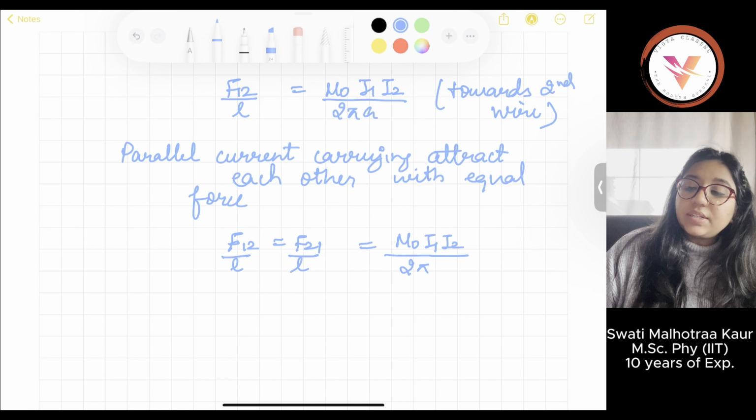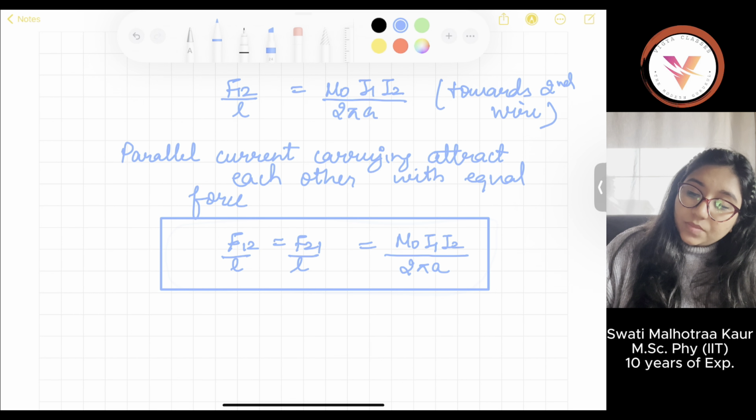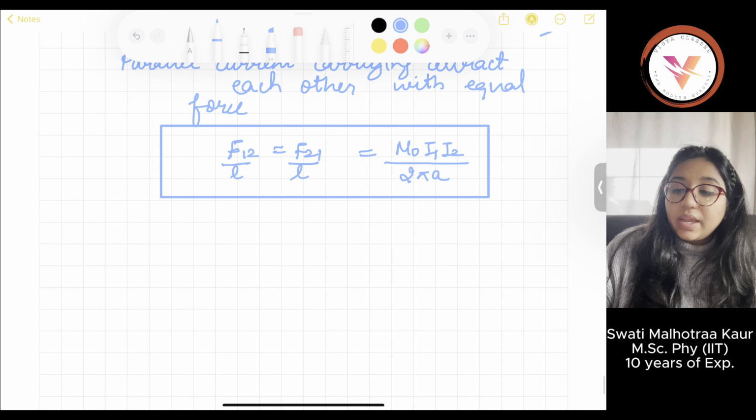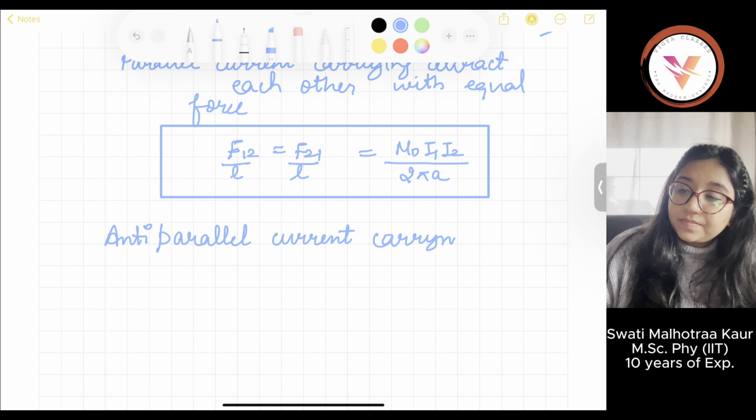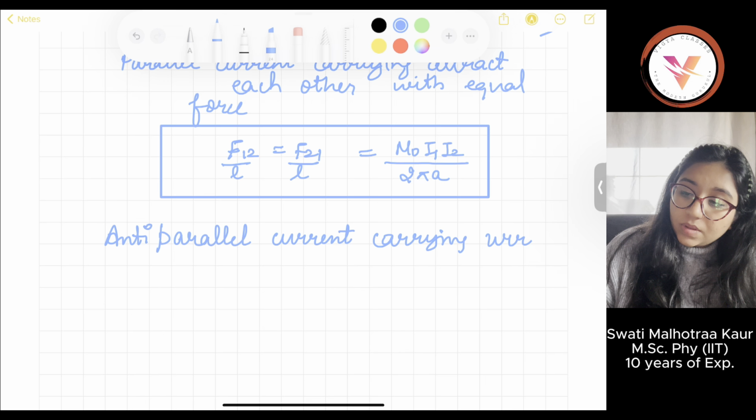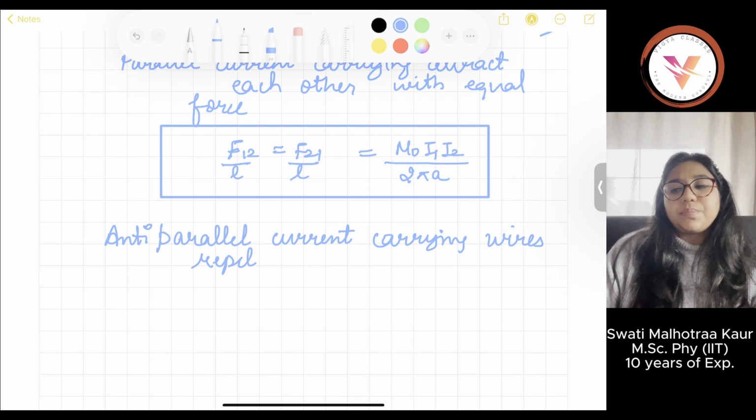Okay, so if the currents are anti-parallel, then they will repel each other. So you have to remember this. Anti-parallel current carrying wires repel each other. Just remember this.